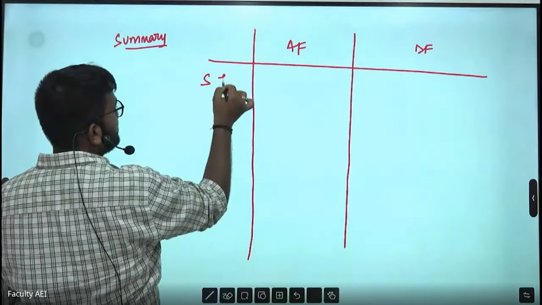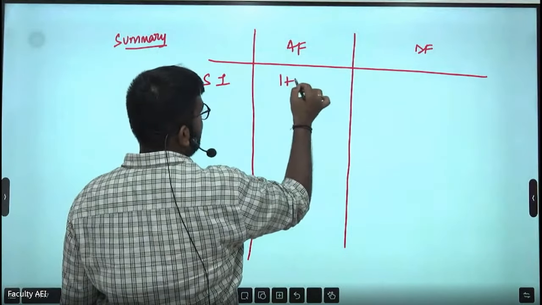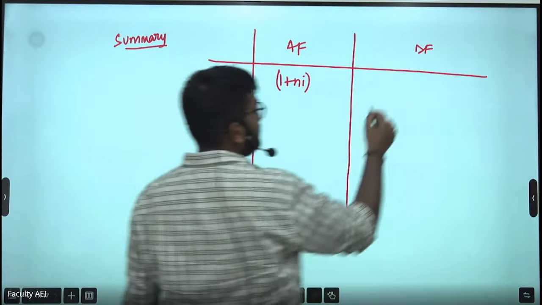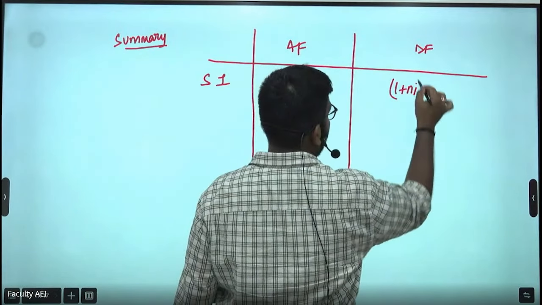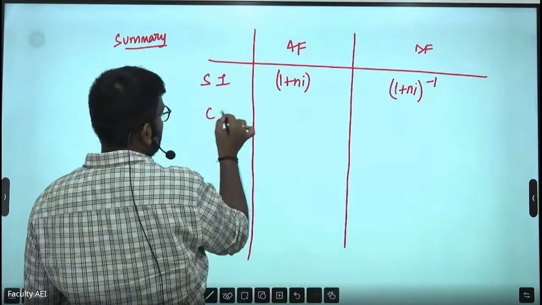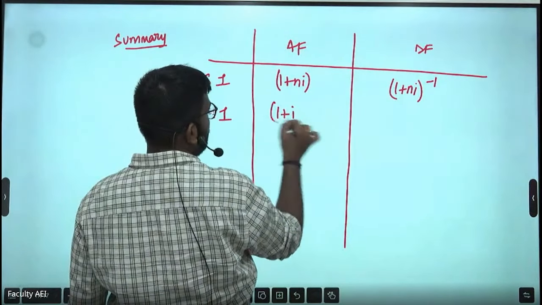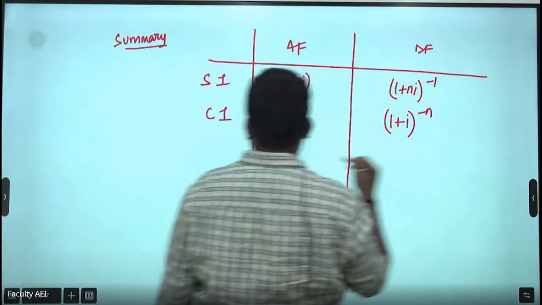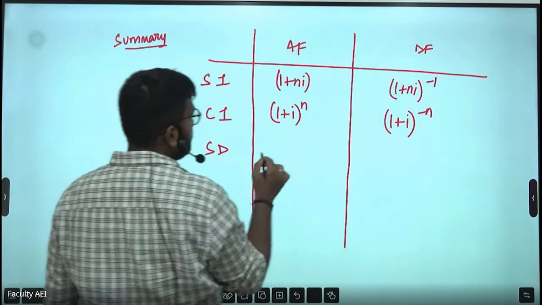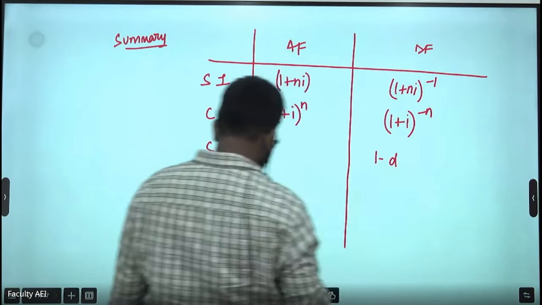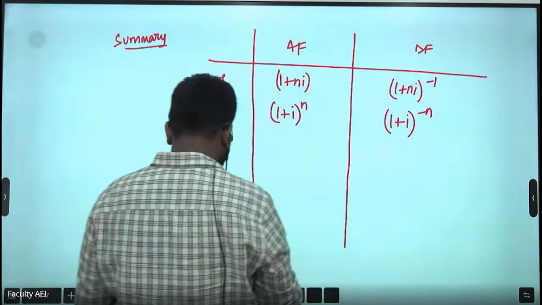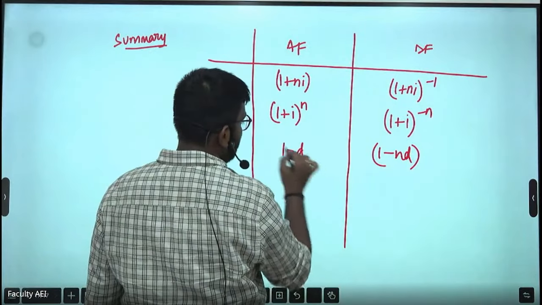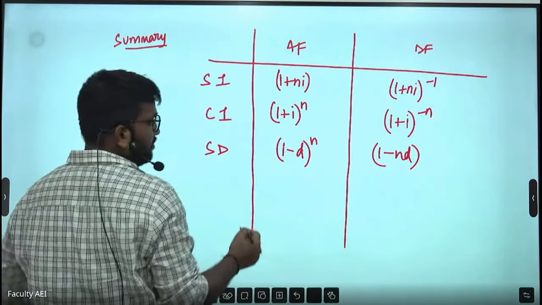So here we are having simple interest 1 plus NI. What is discounting factor? 1 by accumulation factor. So here it will be 1 plus NI to the power minus 1. Compound interest is 1 plus I whole to the power N. Here it will be 1 plus I to the power minus N. Simple discount 1 minus ND, here it is 1 minus D to the power, sorry, I'm really sorry.